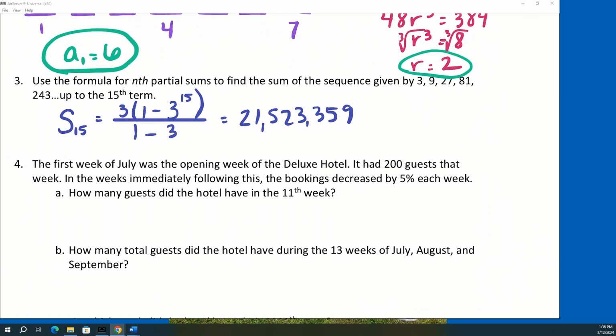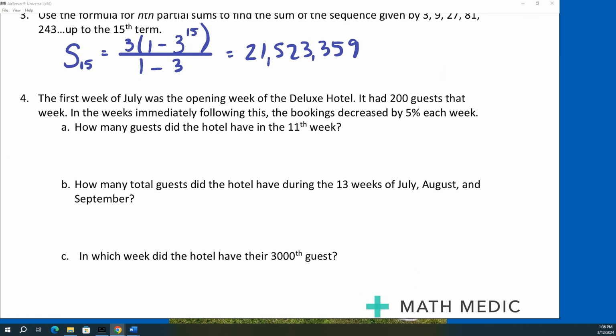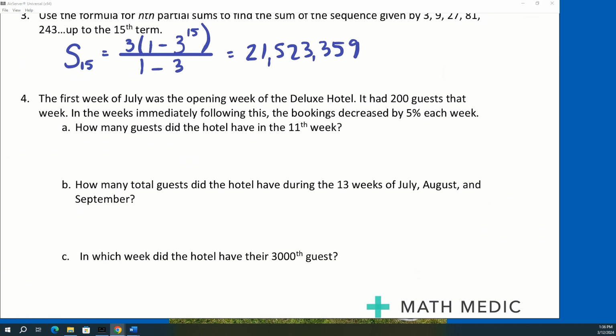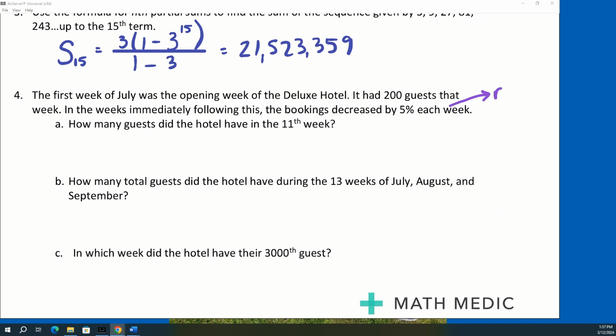All right, and then this last one is the application problem. So the first week of July was the opening week of the Deluxe Hotel. It had 200 guests that week. In the weeks immediately following, the bookings decreased by 5% each week. All right, so if they're decreased by 5% each week, how much is remaining each week? 95. So R here is 0.95. So 95% as a decimal.